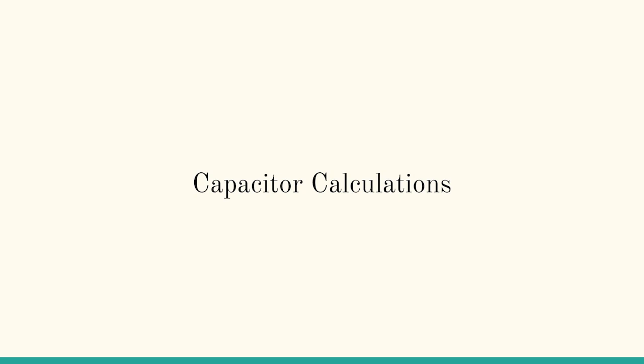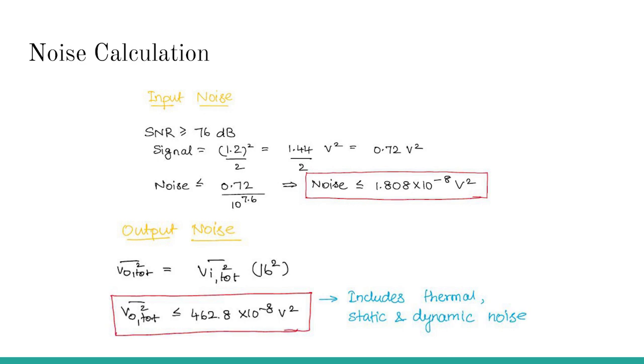First, we will calculate the values of capacitors. But before doing that, we need to calculate the noise at the output of the circuit. First, we will calculate the input noise from the SNR condition, and then the output noise will be input noise times the gain squared.